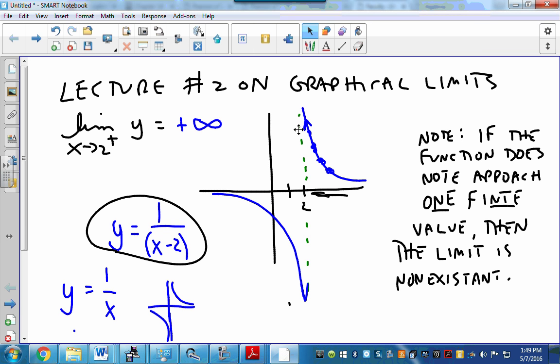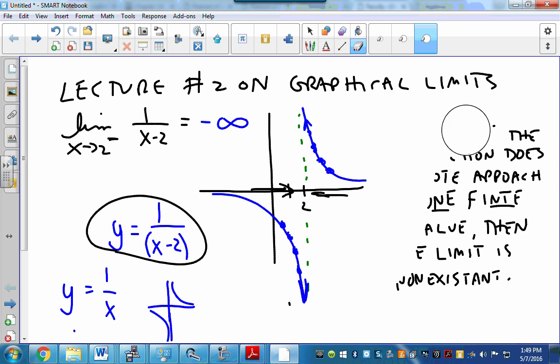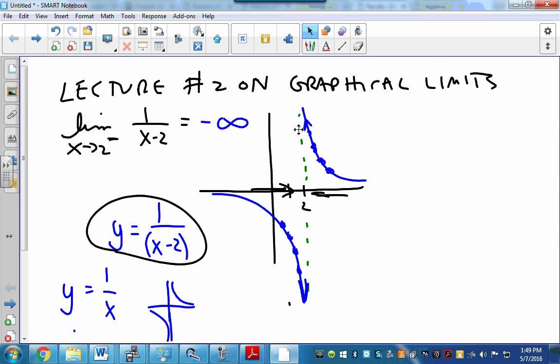On the other hand, if I were to ask what happens to this function as x approaches 2 from the left, what should I call the function now? Let me call it this. This is the function, right? x minus 2. What happens to that as x approaches 2 from the left? So now we're coming in this way, and it's pretty clear, I think, that the function's heading down, right? Down towards negative infinity, so we can write negative infinity. Both of those are correct. It would also be correct to say that these limits do not exist. Remember, if the function does not approach a finite value, then the limit doesn't exist.